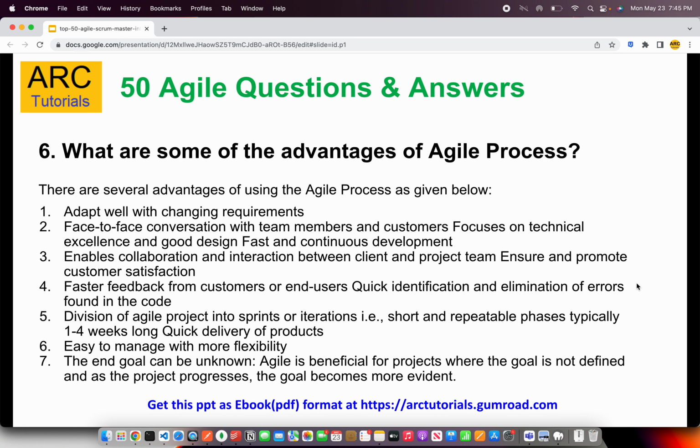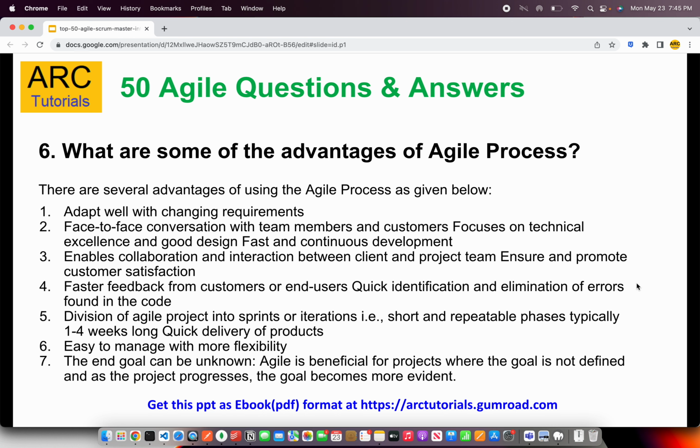What are some of the advantages of the Agile process? Some of the advantages of using the Agile process are as follows. You can adapt well to changing requirements, so you can get changes in between sprints. Your product can change in the next sprint because the requirements are continuously evolving.